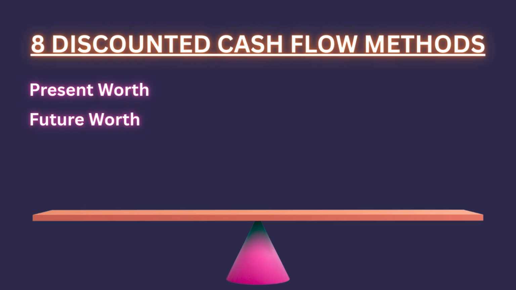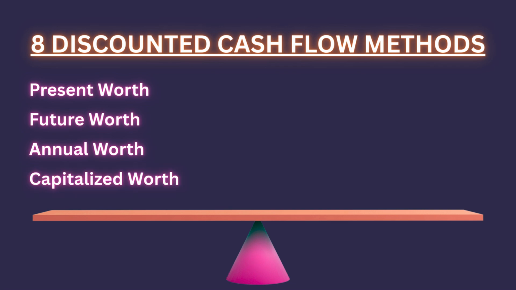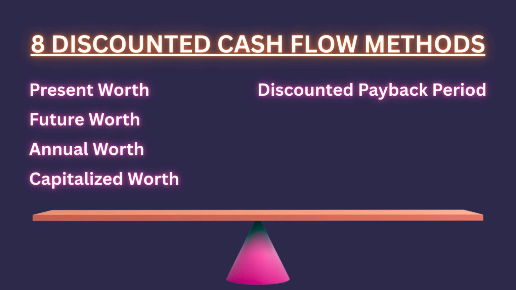The future worth, or FW, method moves everything to the end of the planning horizon and then compares them. The annual worth, or AW, method spreads the project's value evenly across years, turning everything into a per-year number. The capitalized worth, or CW, method finds the present worth over an infinite horizon and is great for projects that could last indefinitely. The discounted payback period, or DPBP, method tells you how long it takes to recover your investment once you account for the time value of money.